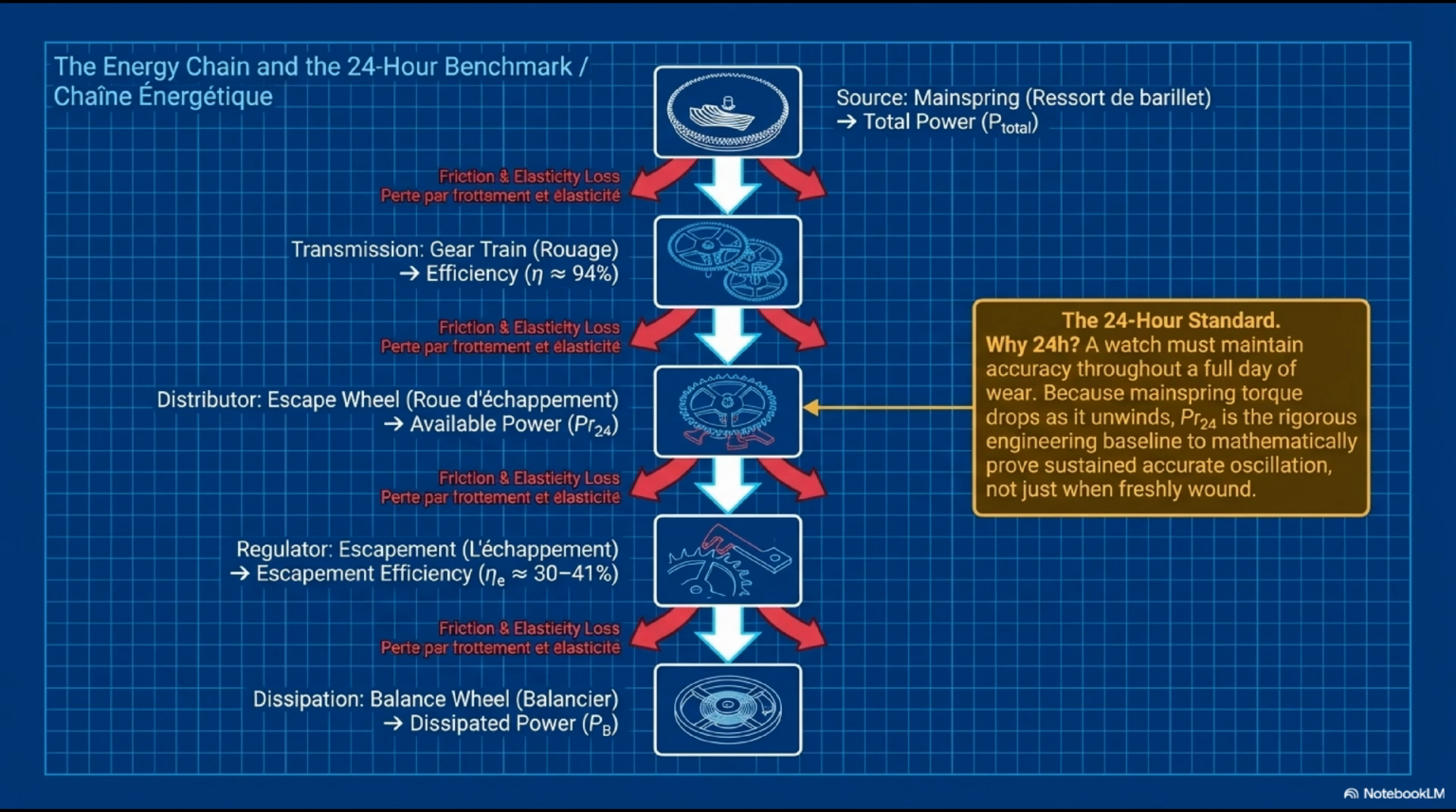If you designed the movement to run correctly only at maximum torque, it would slow down and eventually stop well before the power reserve was exhausted, as the torque dropped below the minimum needed to sustain the balance's amplitude. Designing to P_R24 ensures the movement continues to function correctly for at least 24 hours from full wind. This 24-hour baseline is the foundation for the power formula on the next slide.